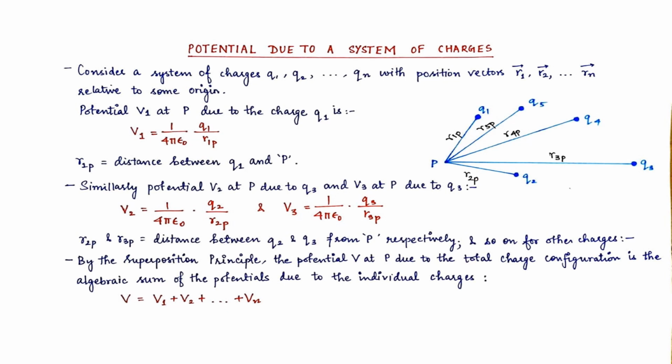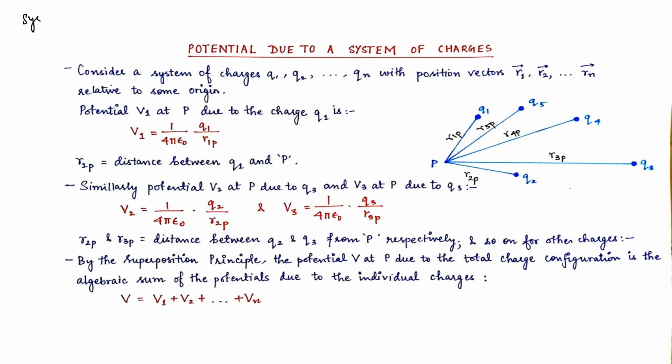Hello students, today we will read about the potential due to a system of charges. Initially we have seen the potential due to one single charge or two charges in mutual interaction. Now we are looking at a particular point where more than two charges are acting. That is known as a system of charges.